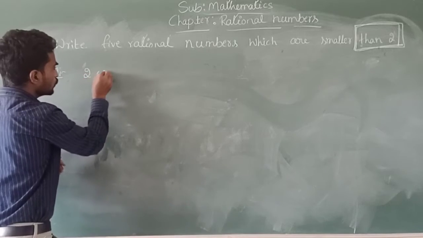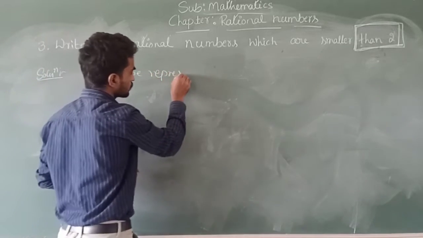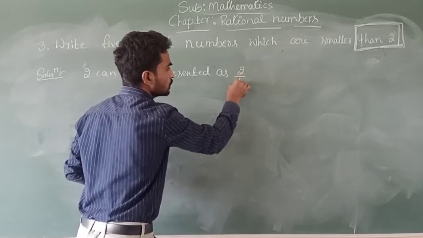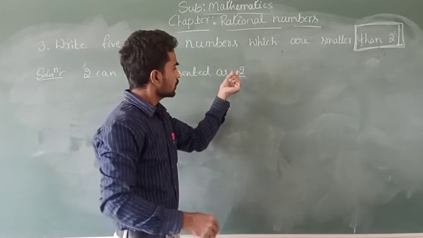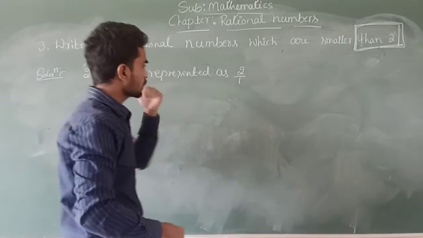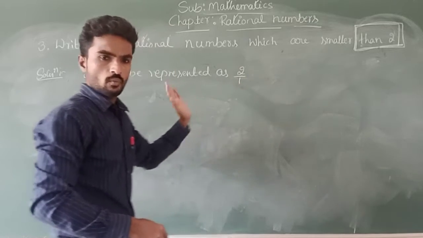Then 2 can be represented as 2 by 1. Now the value of 2 does not change. 2 divided by 1, again we get 2 only. That's why we can write 2 as 2 by 1.